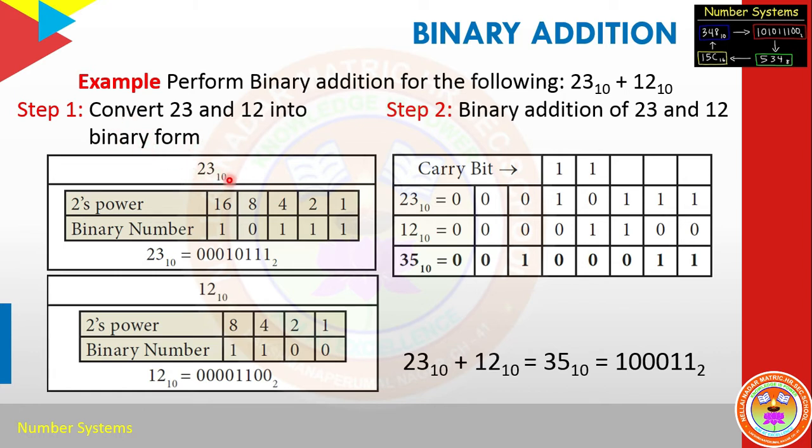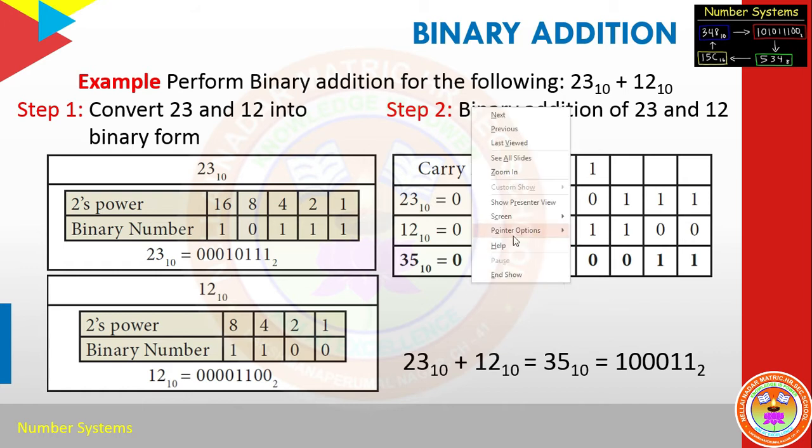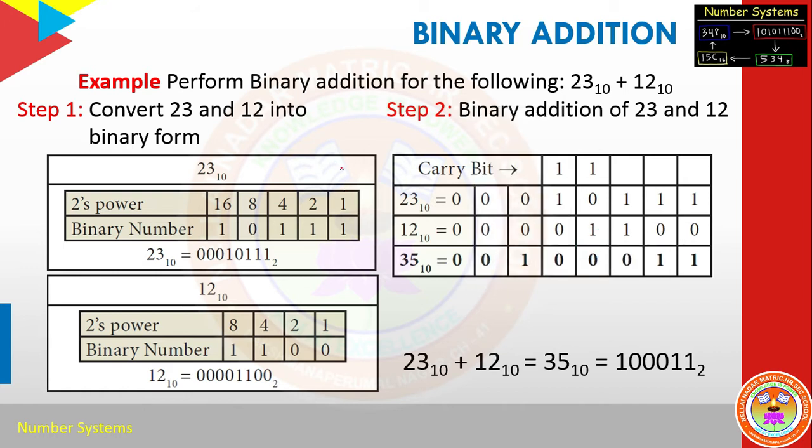So this is the 23 base 10 box and this is the 12 base 10 box. The first thing, using this 23 decimal number, we are going to convert into binary. How is it possible? First of all, you have to write the 2's power notation in binary. Already I told, no? That means the first value is 2 power 0. The next value is 2 power 1. The next is 2 power 2. The next is 2 power 3. The next is 2 power 4.